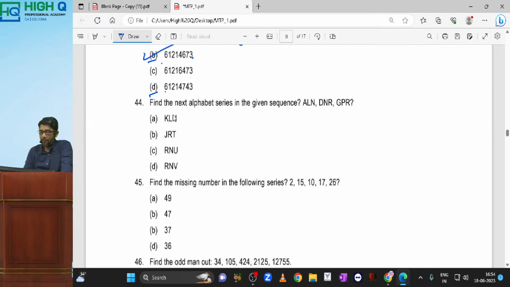Next. Find the next alphabet series in the given sequence. A, B, C, D, E, F, G, H, I, J. Am I right, my dear? So only one word starts with J. No need to check anything else. Directly option A we can do. Option B, sorry. Option B we can take.